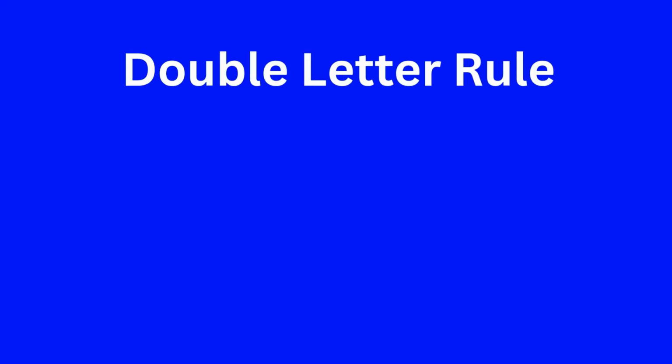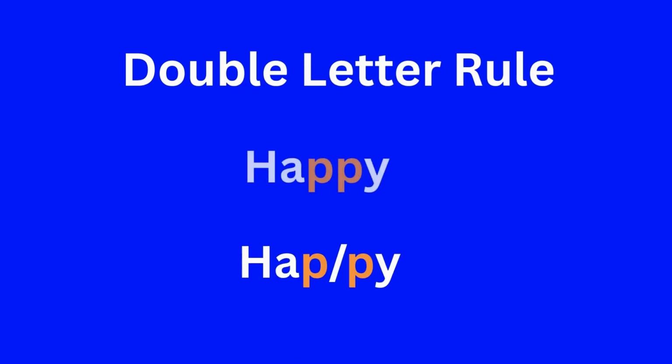Another helpful syllable rule in English spelling is the double letter rule. When you see the same letter appearing twice in the middle of a word, we usually divide the word between the double letters. This helps make pronunciation clearer and spelling easier. Double letters are very common in English words, so learning this rule can greatly improve your reading and spelling confidence. Let's look at some examples.